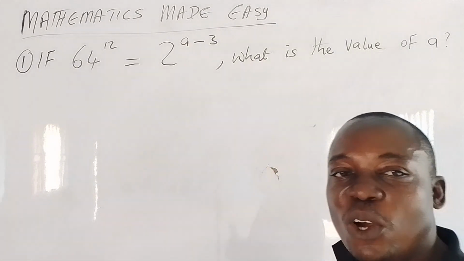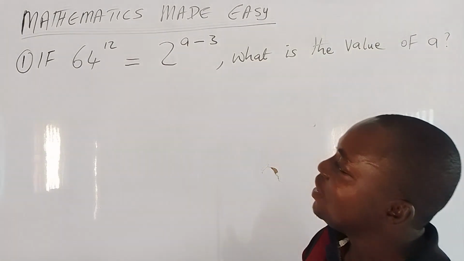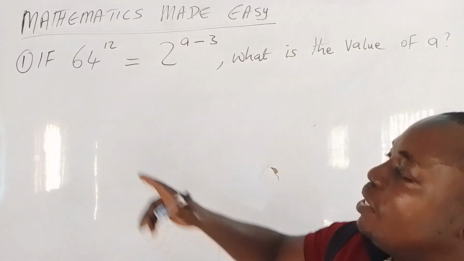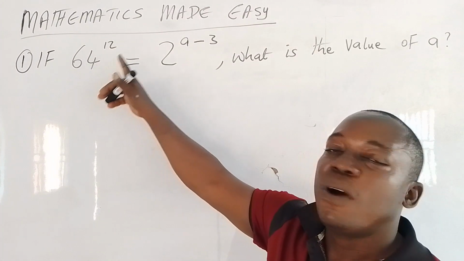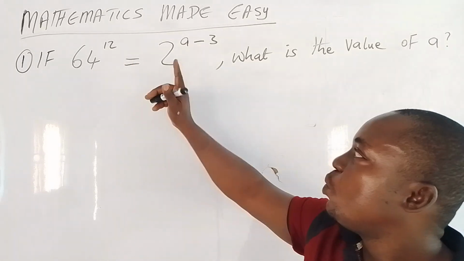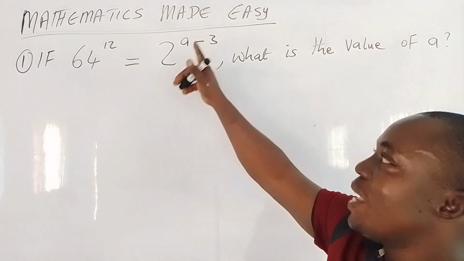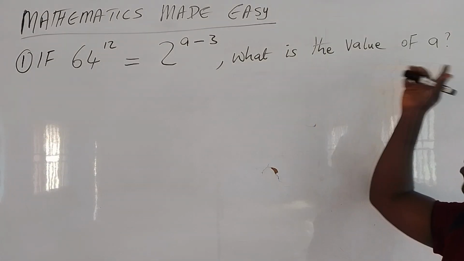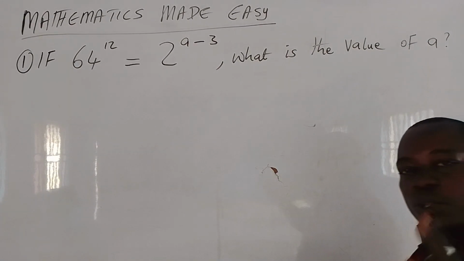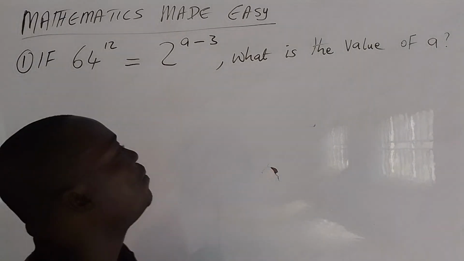Let's look at the question on the board. They asked us to find if 64 raised to power 12 is equal to 2 raised to power a minus 3. What is the value of a? They want us to find the value of a.